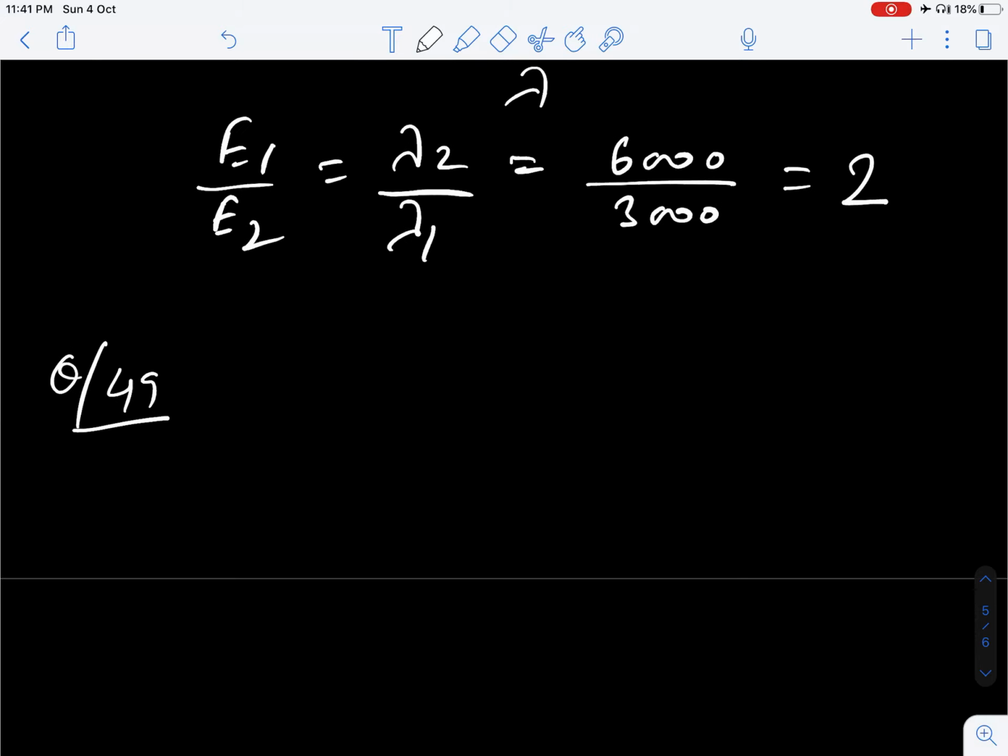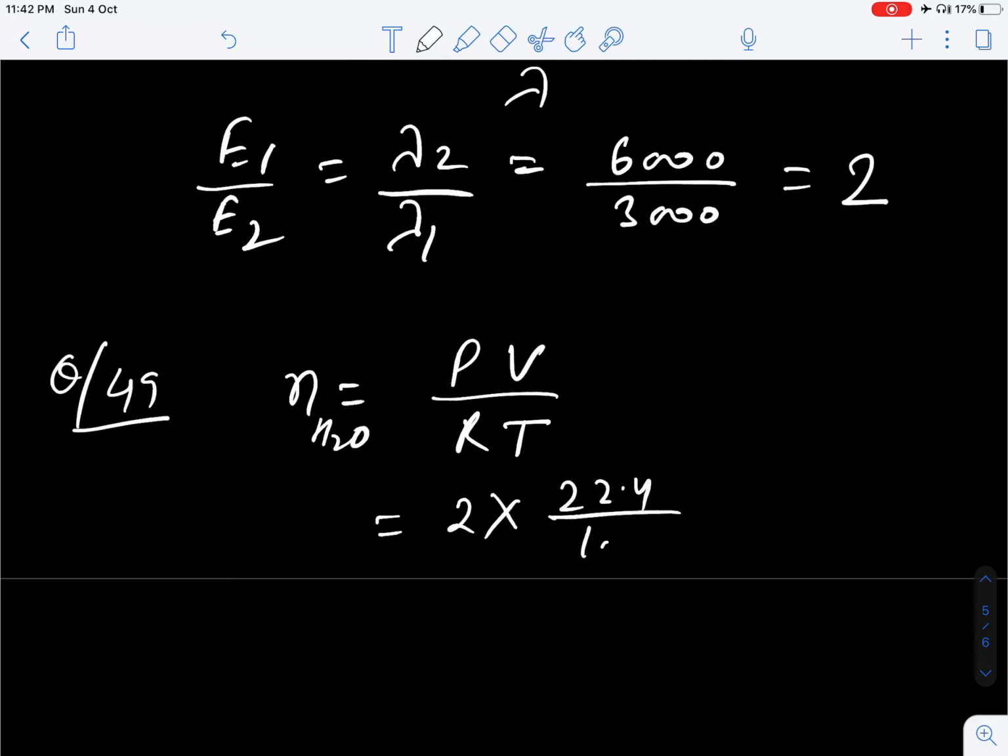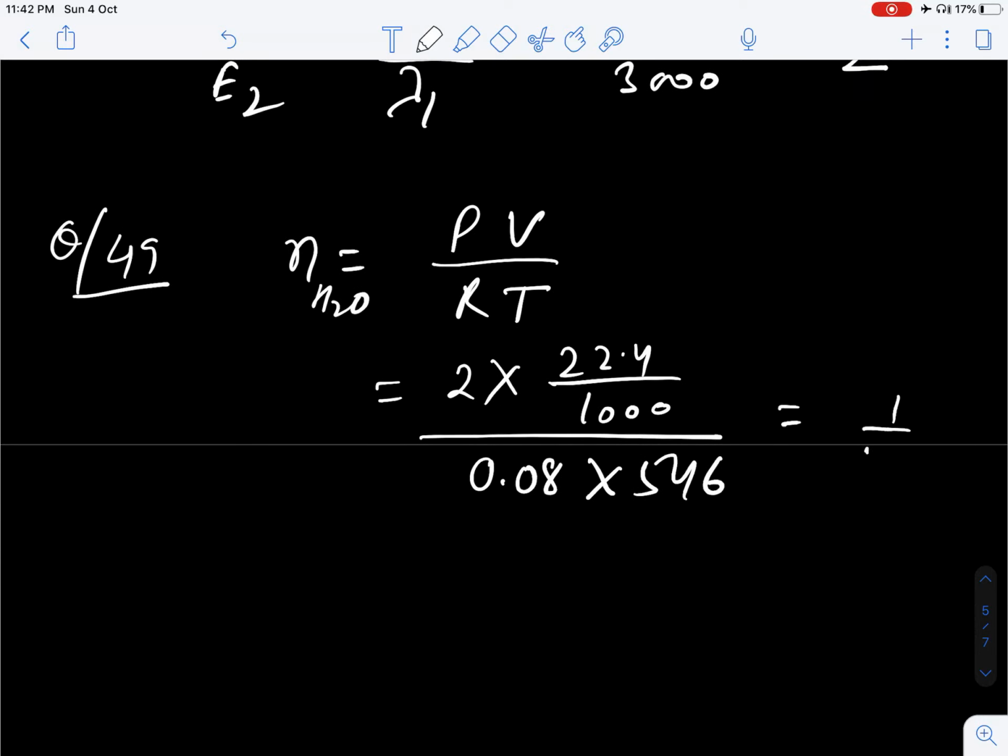We will see question number 49. First of all, we will find the number of moles according to PV is equal to nRT. We are talking about the number of moles of H2O. So number of moles of H2O will be PV upon RT. P is 2 atm into volume, which we change to liters, divided by R, 0.08, into 546 Kelvin. This is given. After solving, you will get 1 upon 1000.